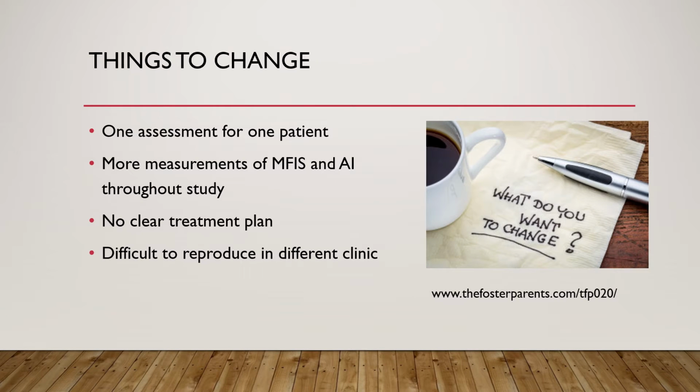So a couple things I would like to change with the study would definitely be one assessment for one patient. There would definitely be a little bit of confusion, especially if you're using two assessments for one patient, even if they're at different times in the study, to get different scores. As well, I would definitely prefer that there would be more measurements in the Modified Fatigue Impact Scale and the ambulatory index throughout the study, so that way you can see a better progression of how things went throughout the study. And there was no clear treatment plan, so this would definitely be a lot harder to replicate no matter where you go or anything like that.